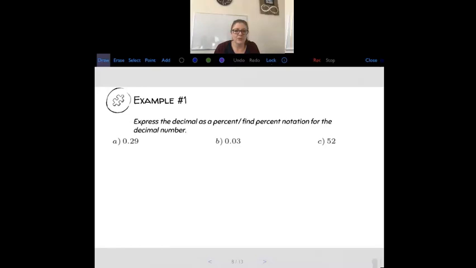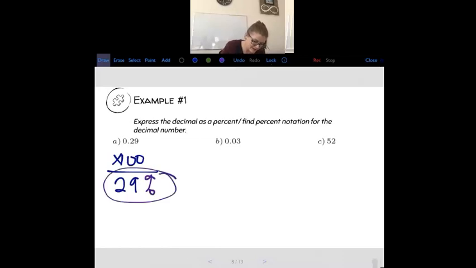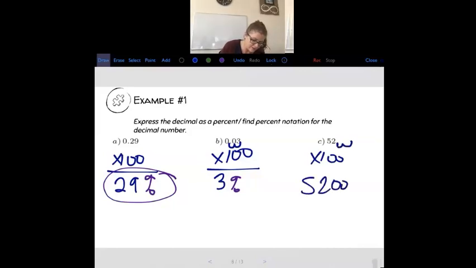And so when we're converting decimals to percents, we multiply by 100, which is the same thing as moving the decimal 2 places to the right, and then add the percent sign. Same thing, we would multiply by 100, which is the same as moving the decimal 2 places to the right, so this would be 3%. Okay, and then 52, if you multiply by 100, here there's no decimal, so it would go after the 2, so this would be 5,200, and then with the percent sign. Okay.